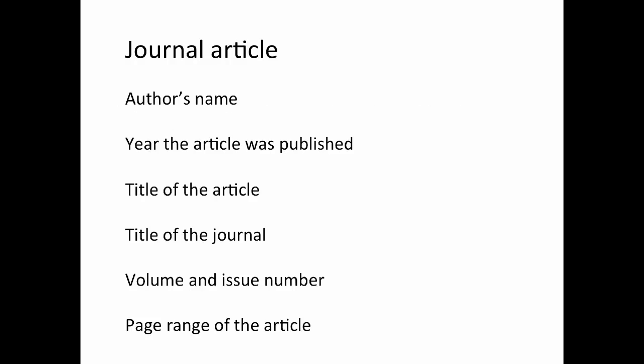Let's move on to referencing a journal article. In order to successfully reference a journal article, you will need the author's name, the year the article was published, the title of the article, the title of the journal, the volume and issue number, and the page range of the article. This information can usually be found on the front page of the article and sometimes on the front cover of the journal.